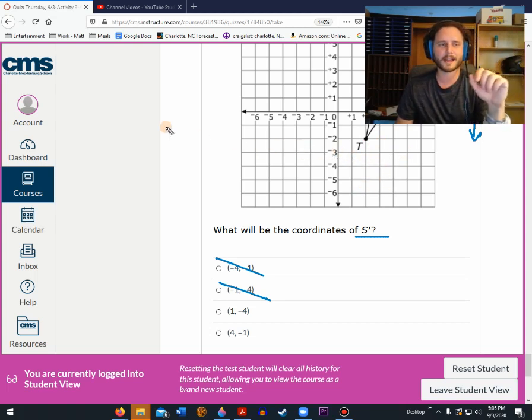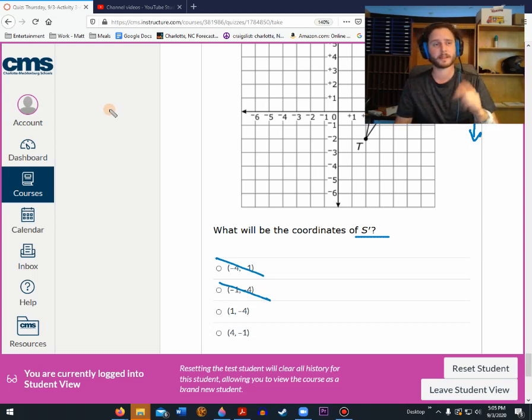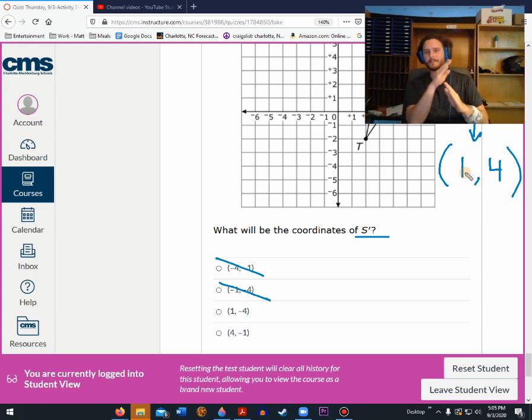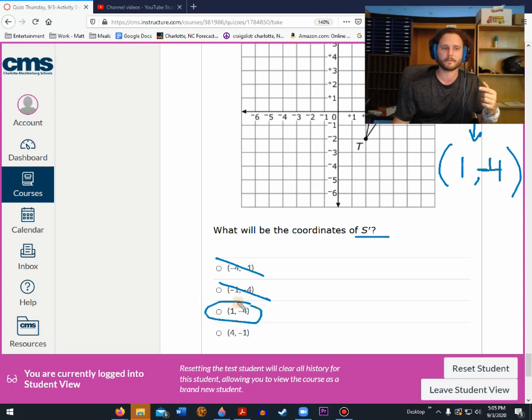Kind of the same thing as the last rotation problem, except this time, since it is counterclockwise, something is different. We are still going to switch the values. It's going to be 1 and 4. However, unlike the last problem, where it was rotated 270 degrees clockwise, since this one was counterclockwise, you're actually going to take the opposite of the new y coordinate. So it's my second value that is going to become a negative. So it's going to be 1, -4, like that.